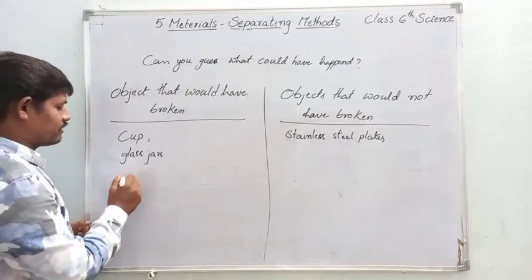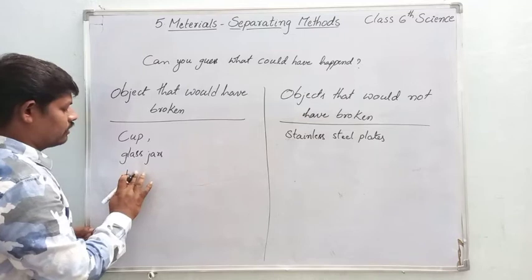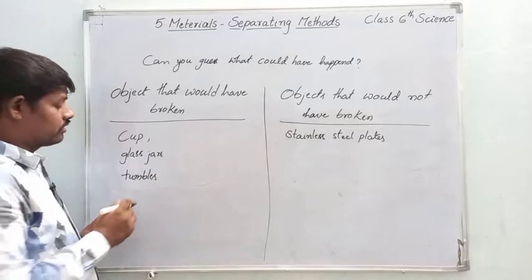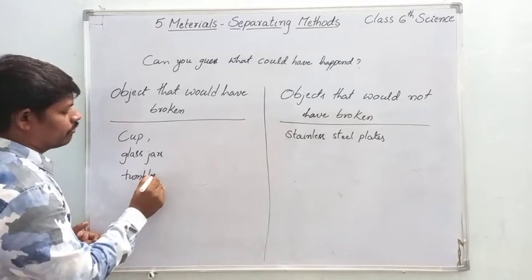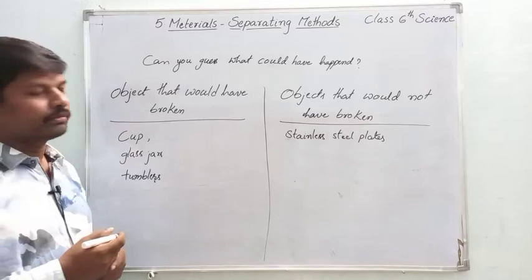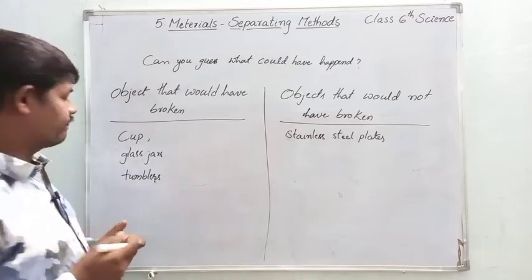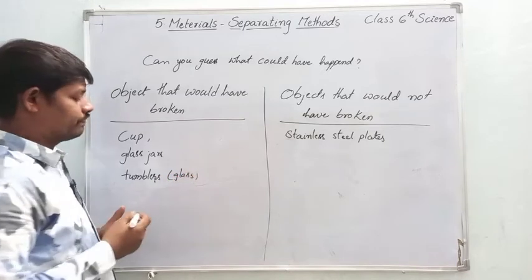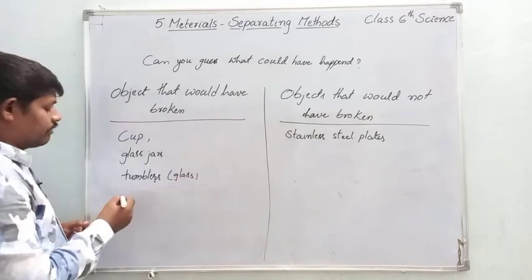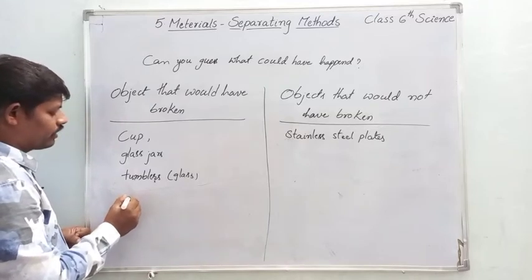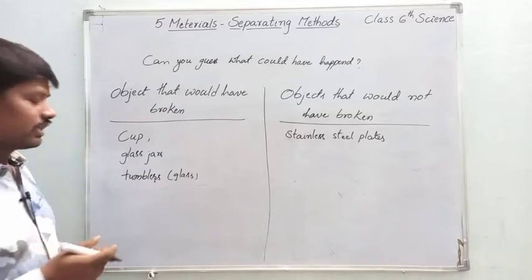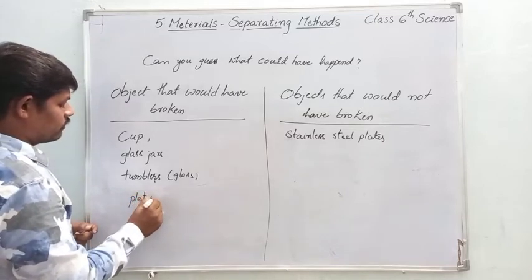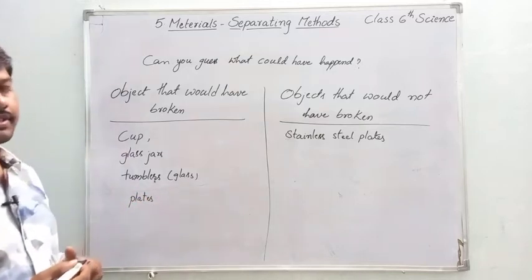And tumblers also, glass tumblers might have broken because it is made up of glass. Okay, glass tumblers, you can write here glasses. And if there are any ceramic plates, pingani plates like that, we can say ceramic plates might have broken.